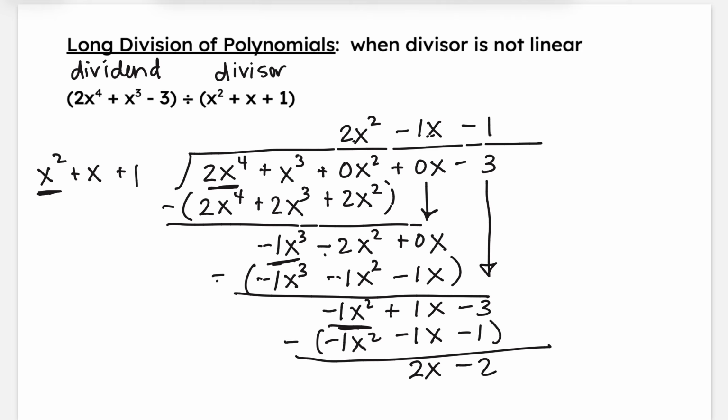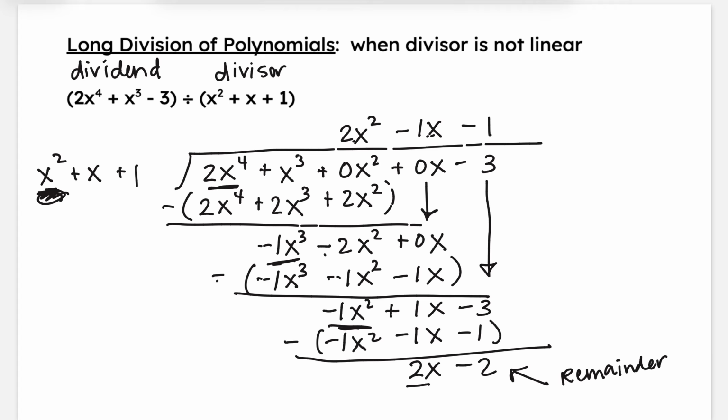Now I know I'm done because I can't multiply x squared by anything to get it into 2x. I also notice that everything is nicely lined up above my dividend. So what I have right here is my remainder.